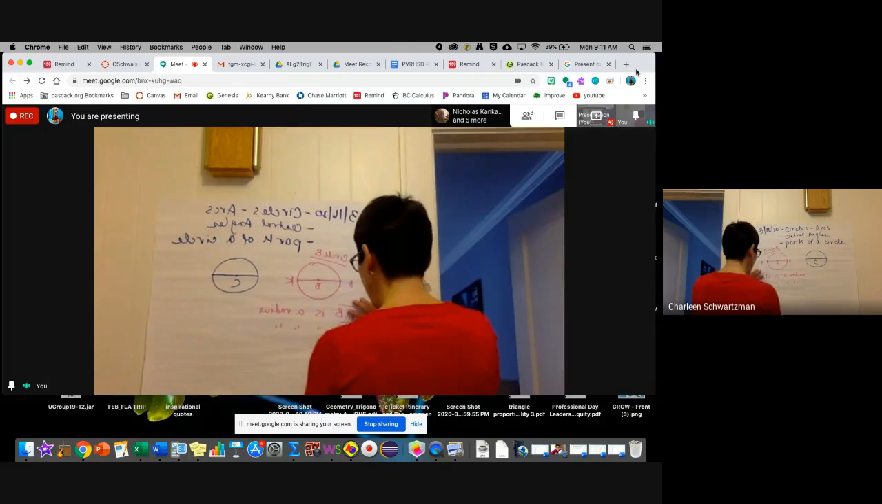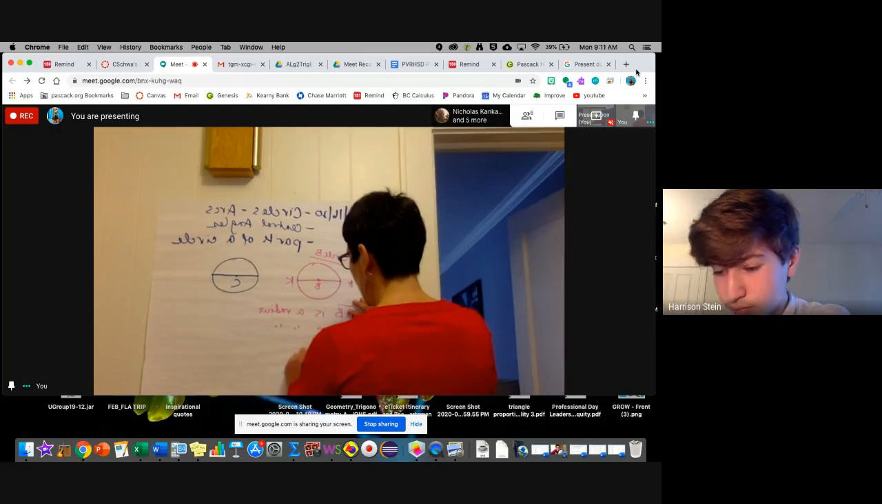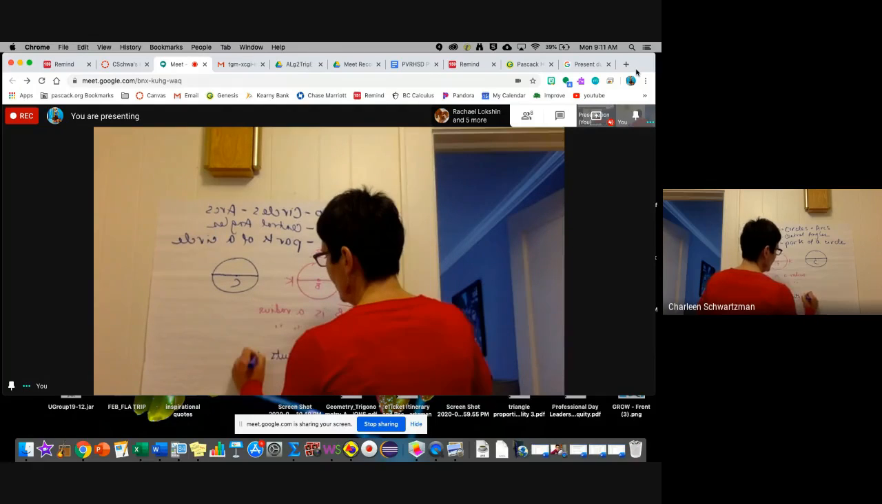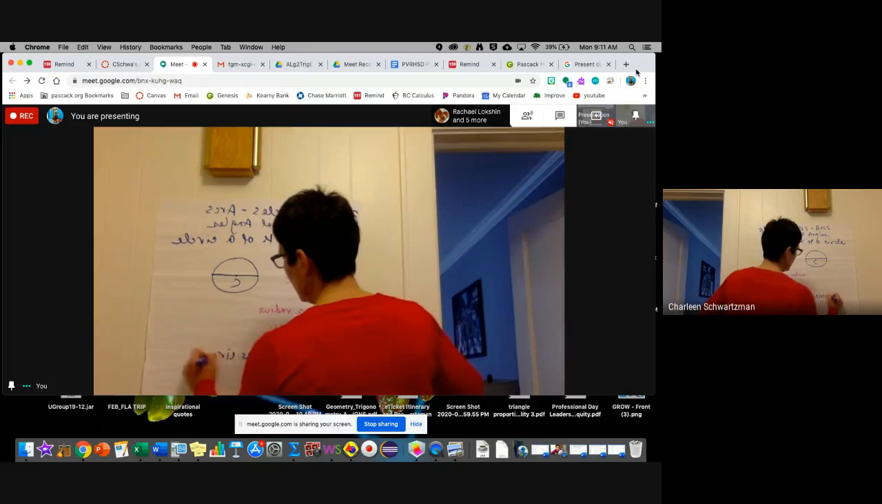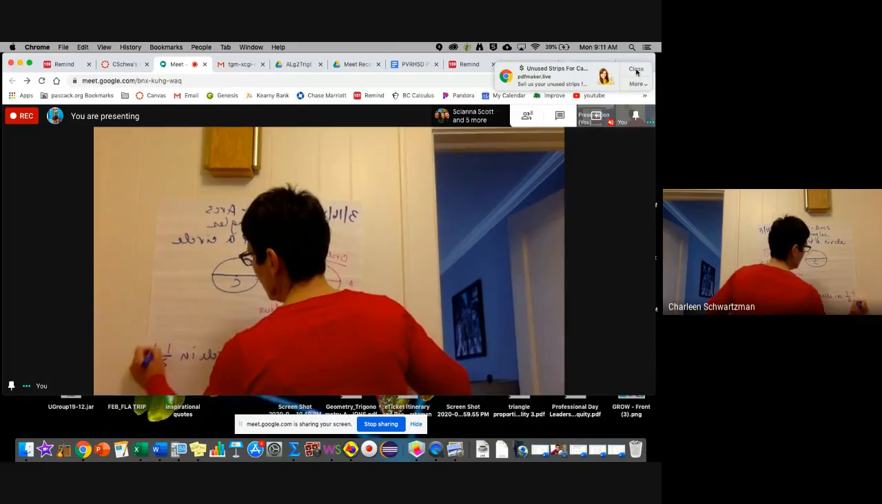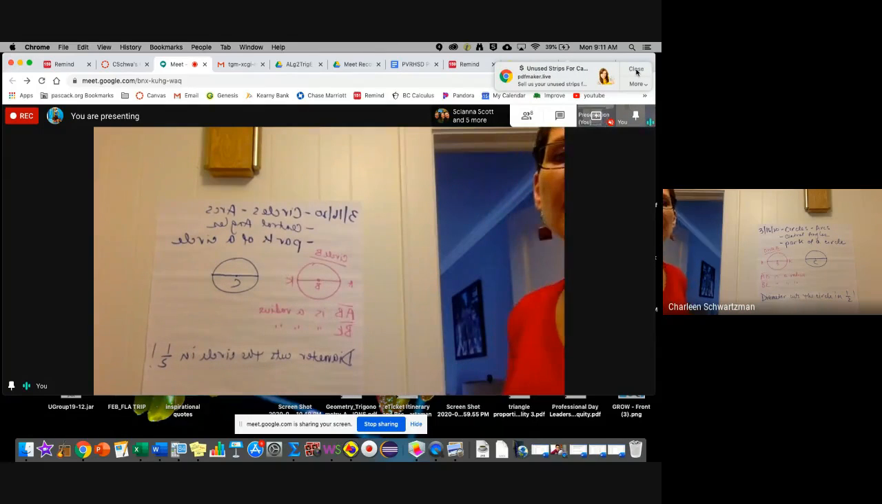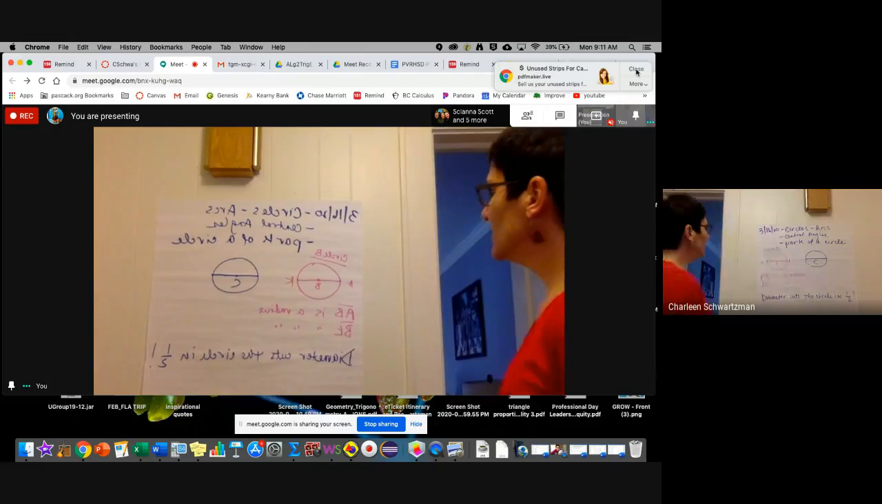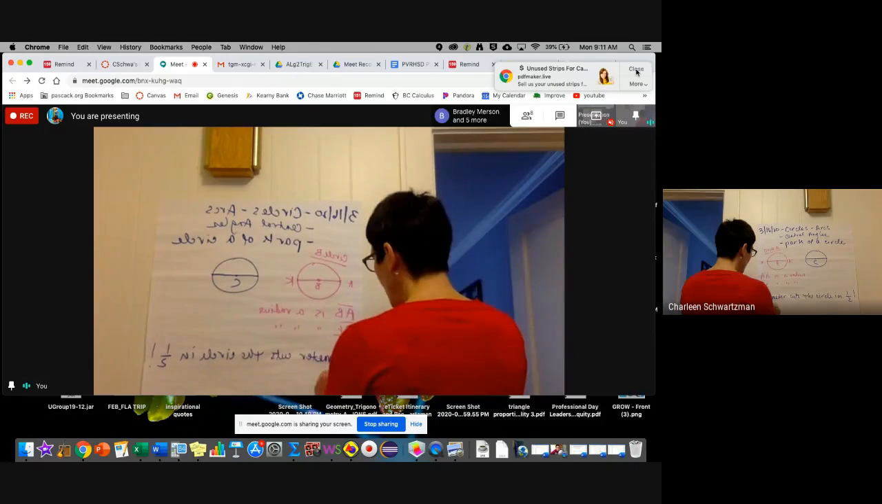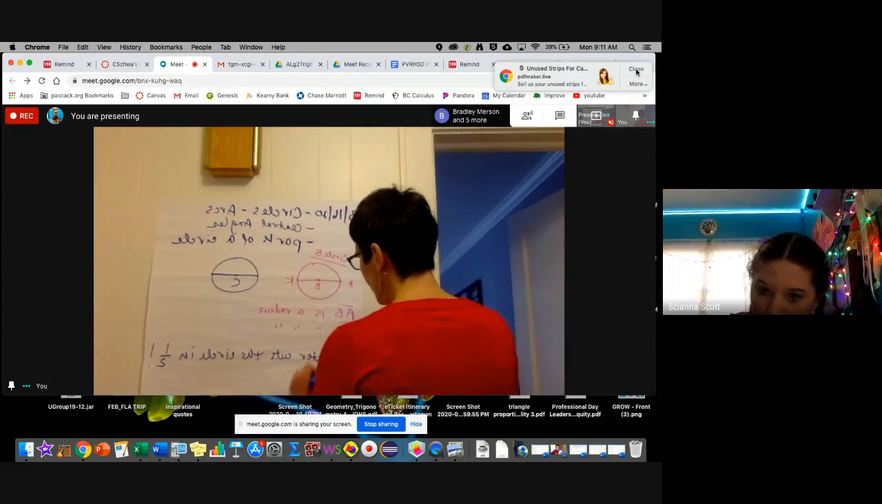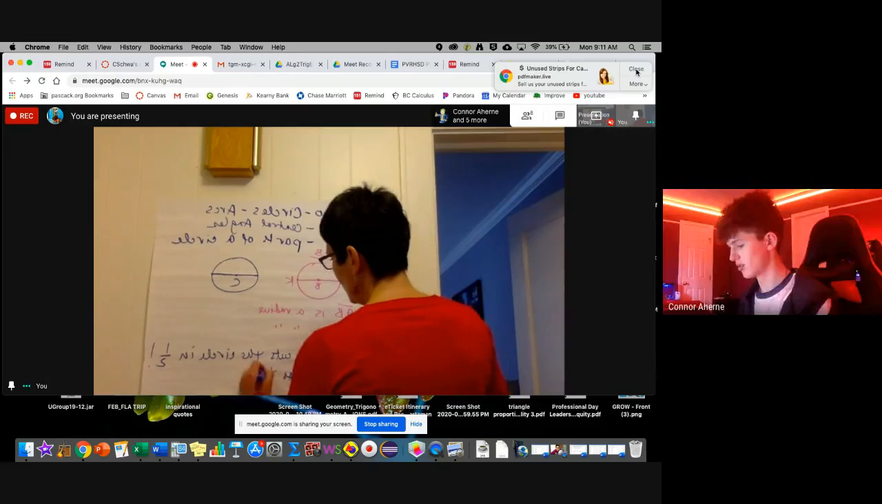So we can basically say a diameter cuts the circle in half. That's literally what a diameter does. It cuts a circle in half. And it has to pass through what point? The center point. Thank you.